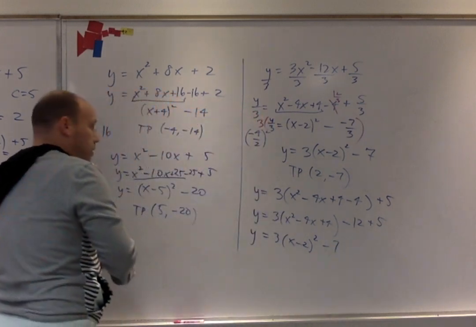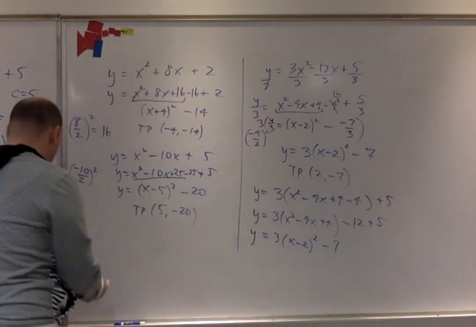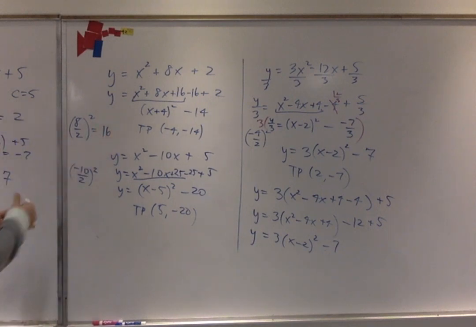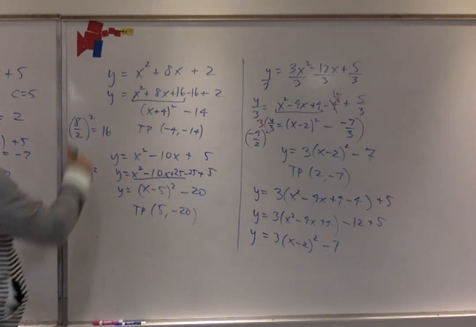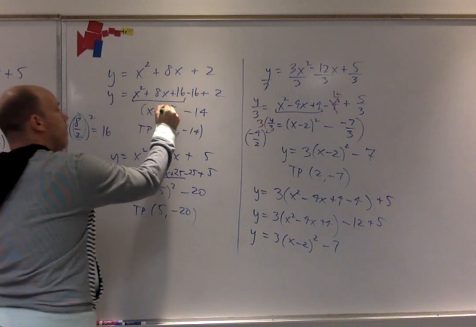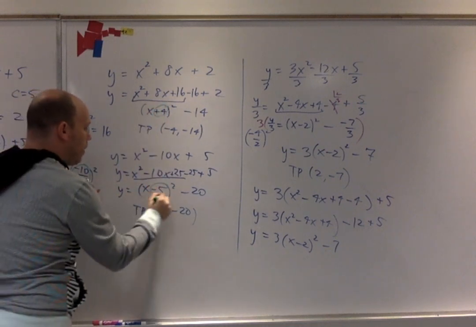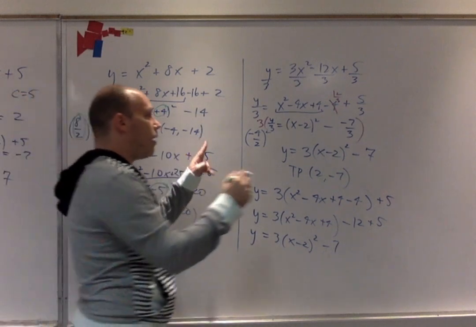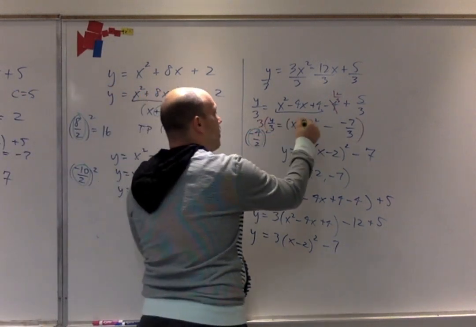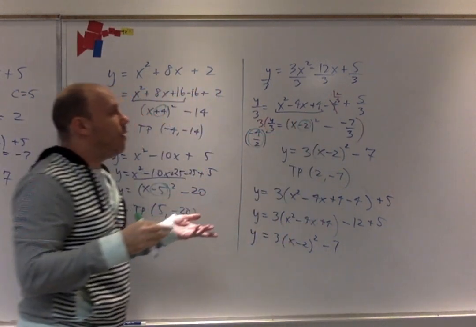Just little tricks, just little things to pay attention to if you're going to use this method. It's not a coincidence that this ends up here. It's not a coincidence that negative 5 ends up here. And it's not a coincidence that the negative 2 ends up here. It's a way to help you. Good.